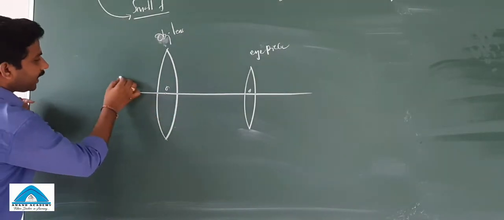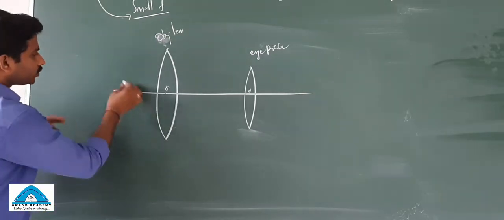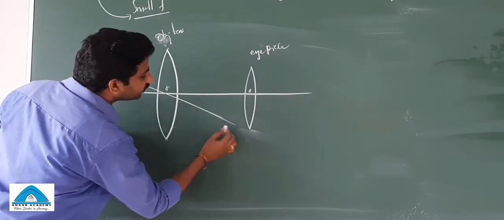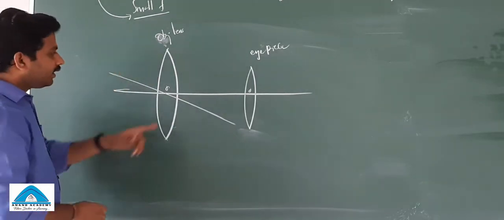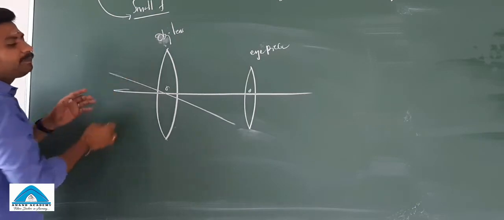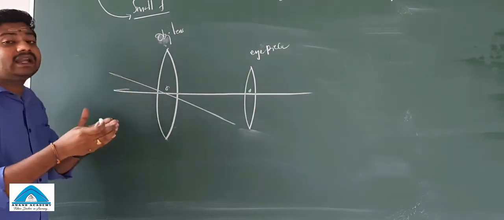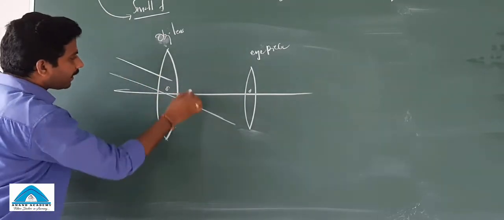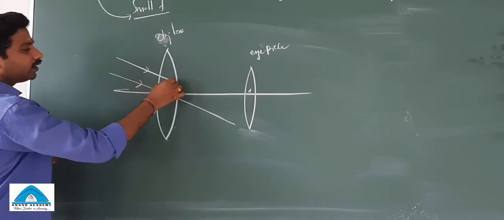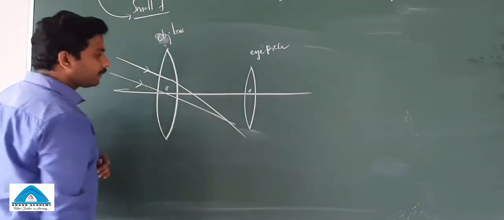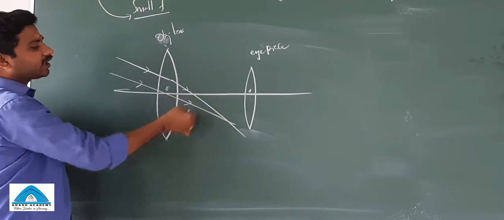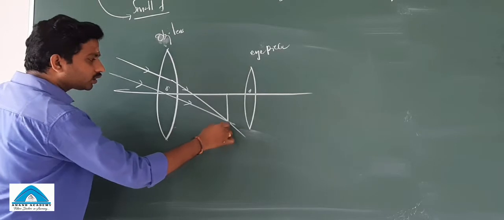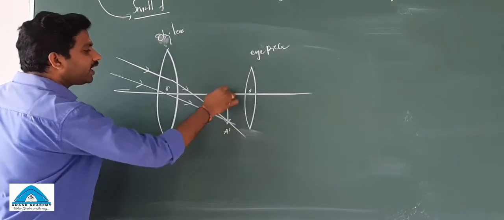Imagine there is a light ray passing through the optic center. It goes undeviated. There is another light ray passing parallel to, sorry, parallel to this initial incident light ray. So one light ray passing parallel to this. What happens? It will just bend. These are two refracted light rays, and the image is formed. You can see here, this is the image formed, which is A dash, B dash.